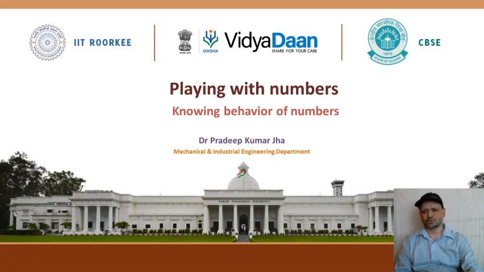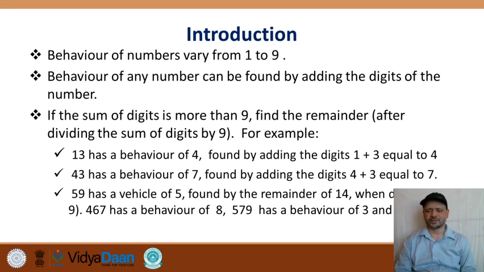So coming to the first slide, that is behavior of numbers. There may be many aspects in which this behavior can be explained. Like first is that you add the digits of the number. So in that case, the behavior will be varying from 1 to 9. So for example, if you take the number 13, 13 has a behavior of 4. Similarly, 43 has behavior of 7.